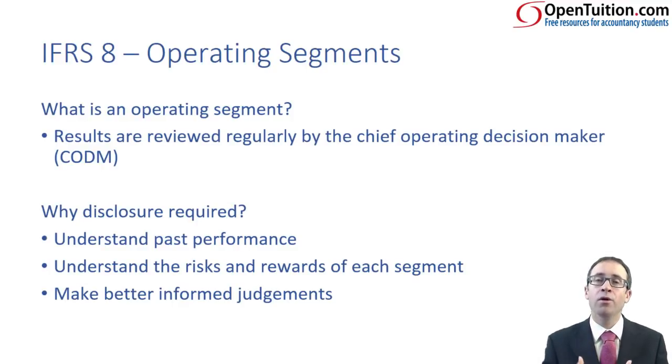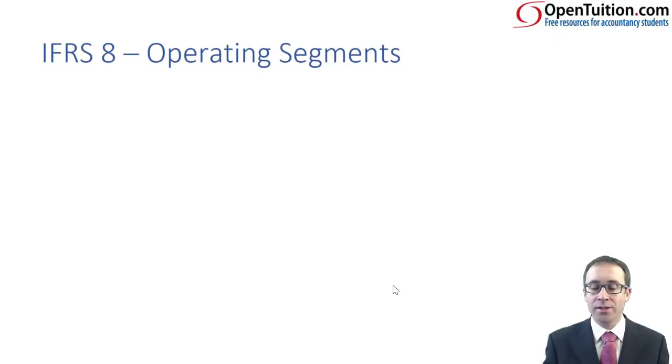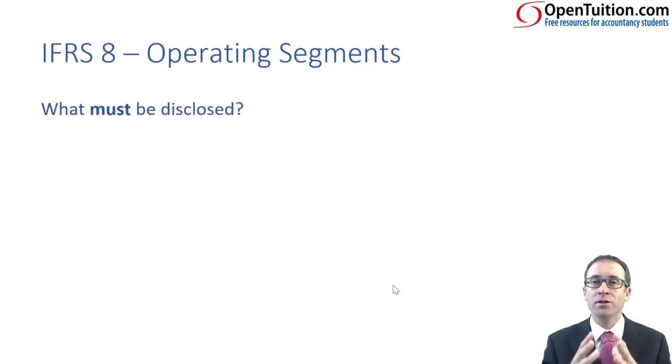Okay, so it's important to understand what an operating segment is and also why the disclosure is required. It helps the user make better judgments going forward into the future, doesn't it? It gives you that internal view of how the business is operating. Following on from that, we now need to look at what segments must be disclosed. So you have a group with hundreds of operating segments within it. Which of those segments are large enough to be disclosed?